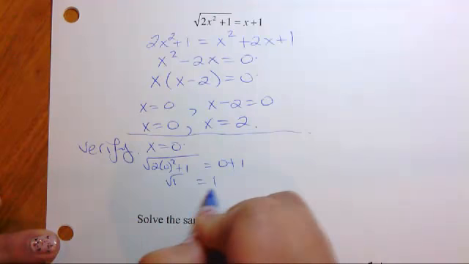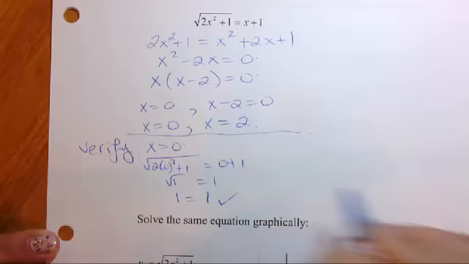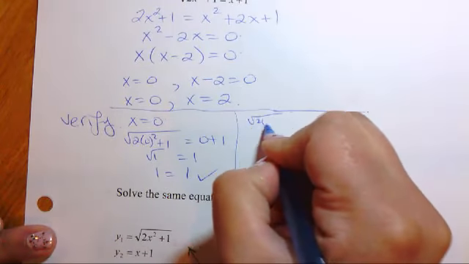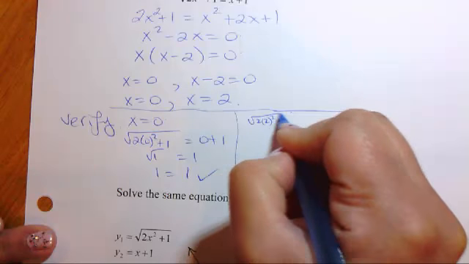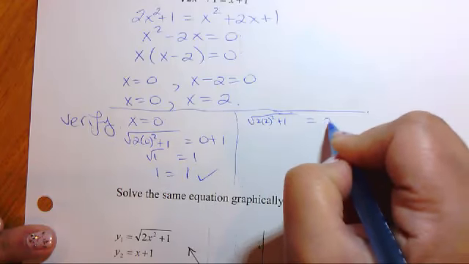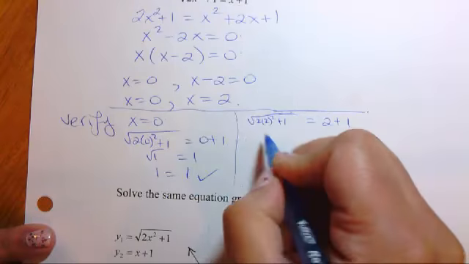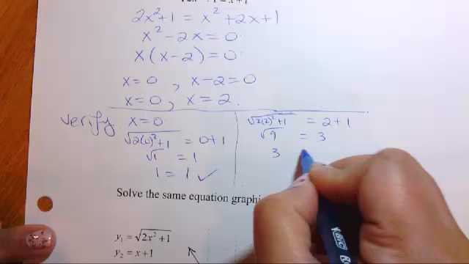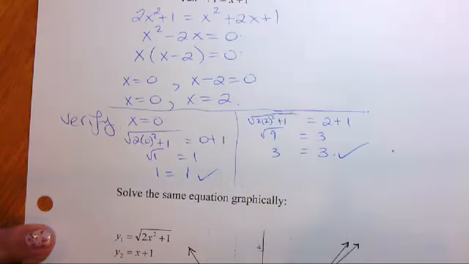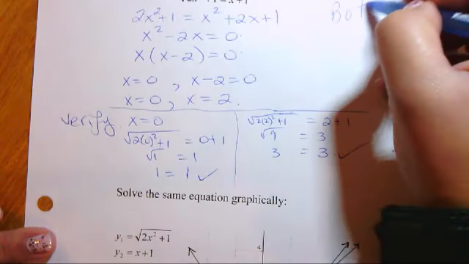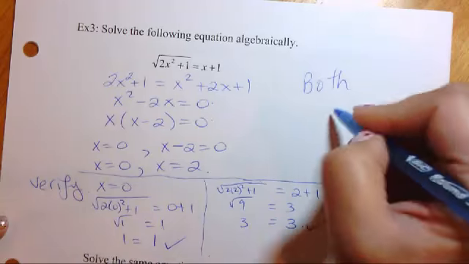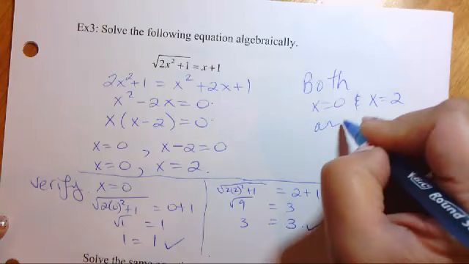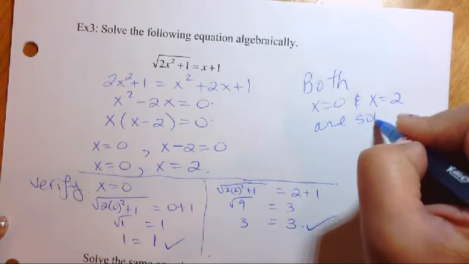Okay, and then you get the square root of 1 is equal to 1, 1 is equal to 1. That works, that checks out, that's good. Now let's check our other one. That's all under the square root sign. Make sure you extend it so that it looks like it's all under the square root sign. And here we end up getting 3 equals 3. So both x equals 0 and x equals 2 are solutions.